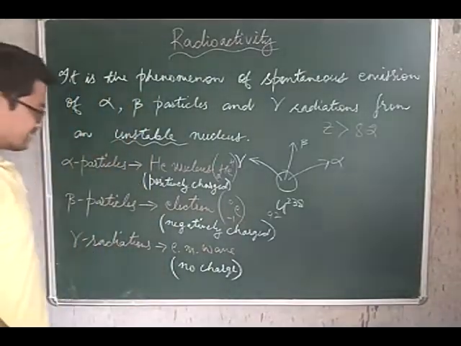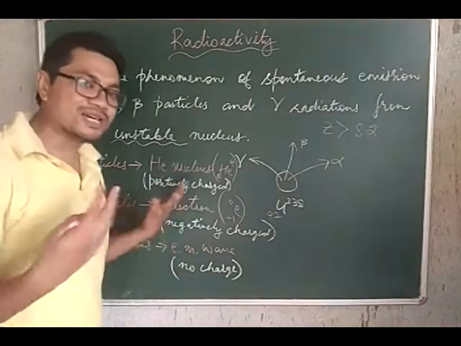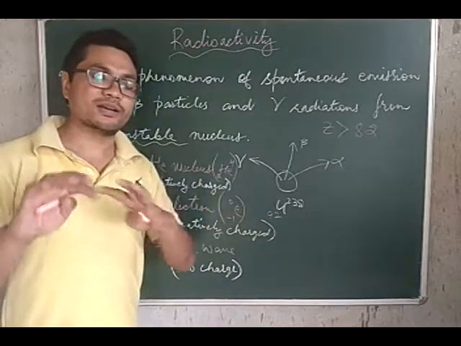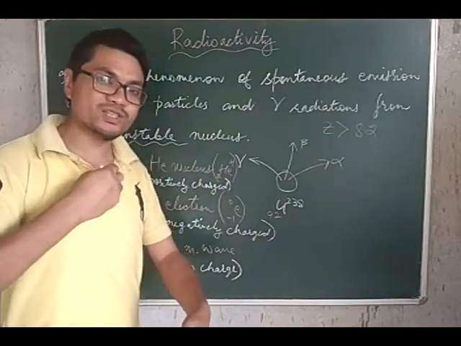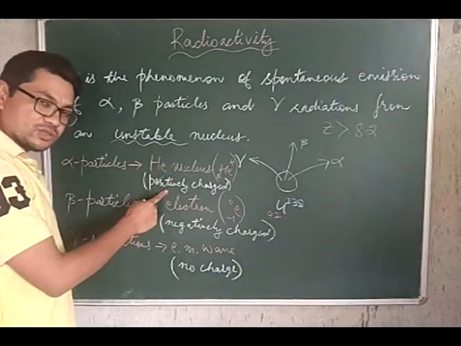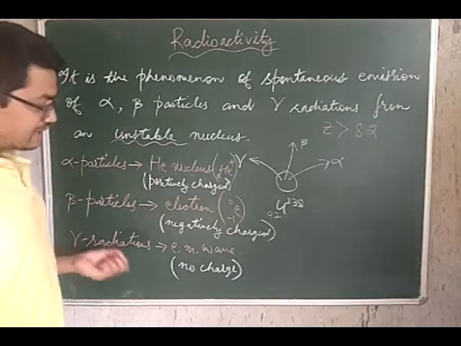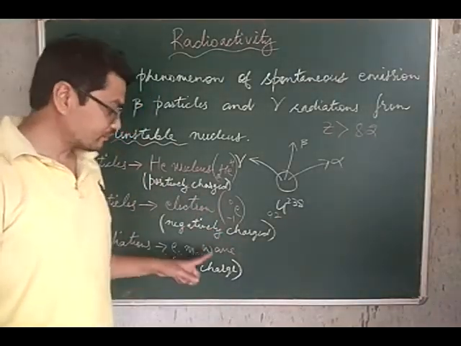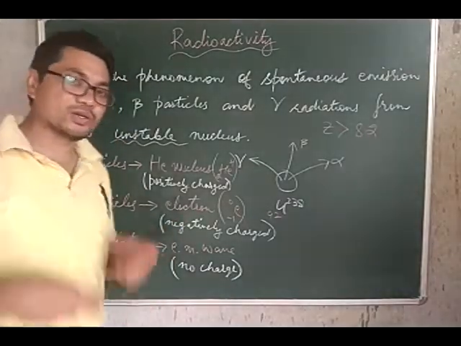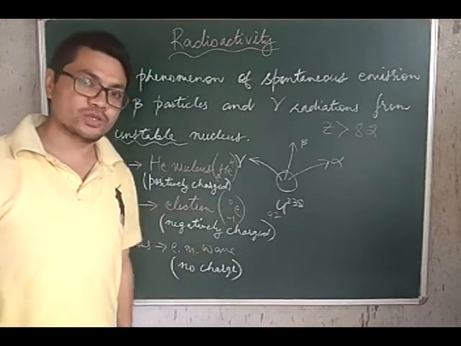Now, like we've already discussed, to give you a recap, alpha particles are helium nuclei. So one alpha particle is a helium nucleus, that is a helium atom which is stripped of its 2 electrons. And since it is a helium nucleus, it is positively charged. Alpha particles are charged particles and they are positively charged. Beta particles are electrons, and electrons are negatively charged, and gamma radiations or gamma rays are electromagnetic waves, so they have no charge, remember.